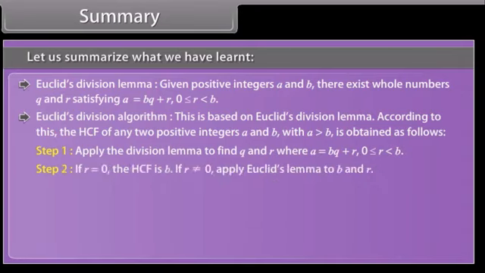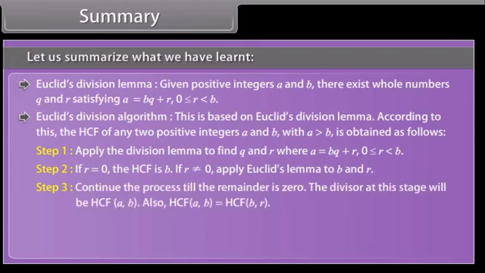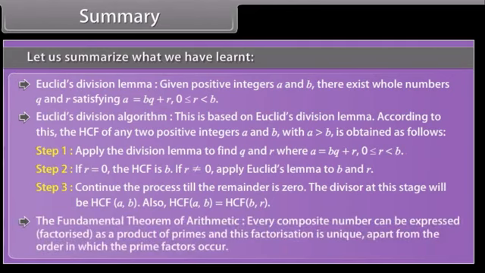2. If r is equal to 0, the HCF is b. If r is not equal to 0, apply Euclid's lemma to b and r. 3. Continue the process till the remainder is 0. The divisor at this stage will be HCF(a, b). Also, HCF(a, b) is equal to HCF(b, r). The fundamental theorem of arithmetic. Every composite number can be factorized as a product of primes, and this factorization is unique, apart from the order in which the prime factors occur.